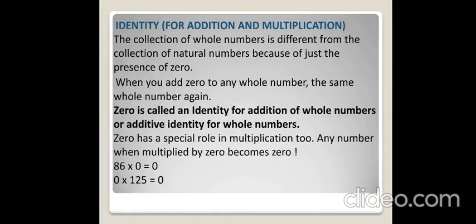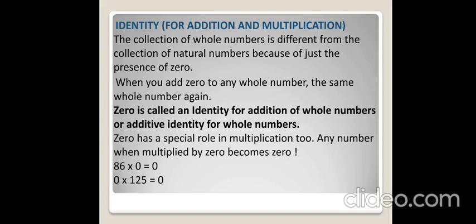And last property is identity. There are two identities for addition and multiplication. See, for the addition, it is 0. Why is 0 very special? Because when you are adding any number with 0, you get the same number. Similarly, for multiplication, if you are multiplying any number by 0, the answer is 0. So 0 is a special number because 0 is called an identity for addition.